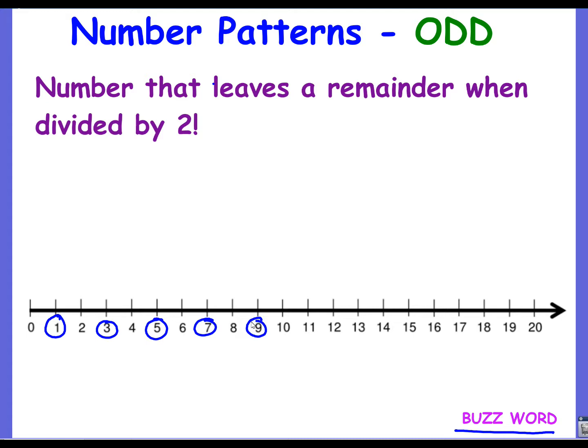So you can identify these patterns quickly by looking at the last digit of any number, and that will tell you that a number is odd, even if it's very large. So 3467 is odd because it ends in a 7.